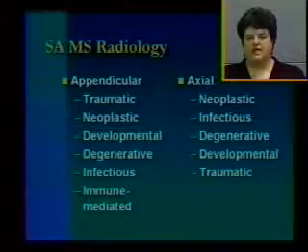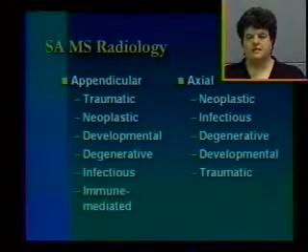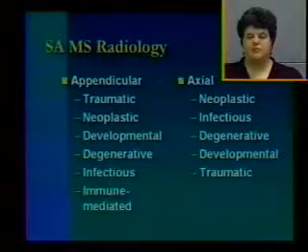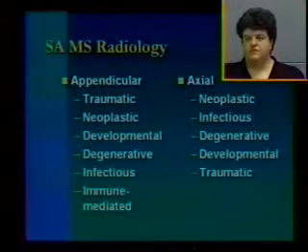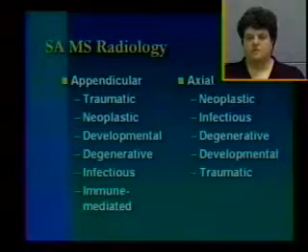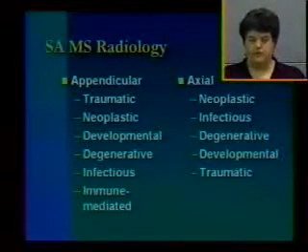The other thing that we need to take into consideration in the dog and the cat is that we're much better able to examine the axial skeletal system than we are in a horse, because they're so large, it's quite difficult to get adequate x-rays of their spine or their pelvis.